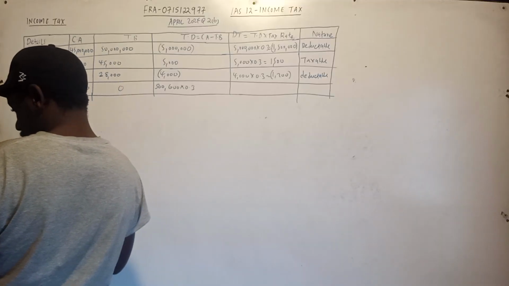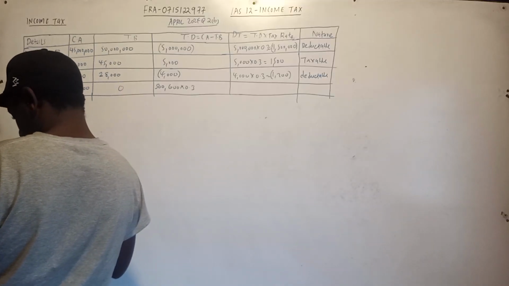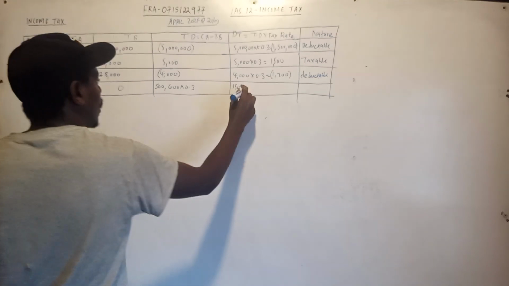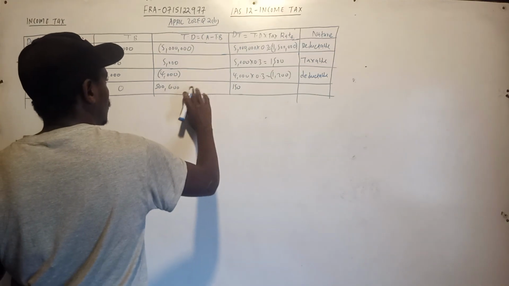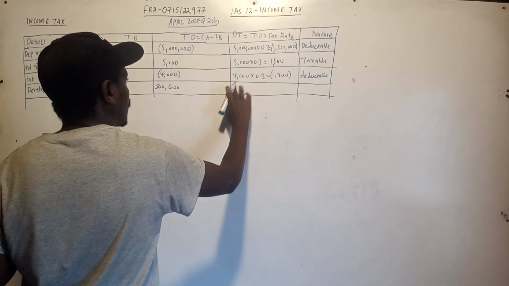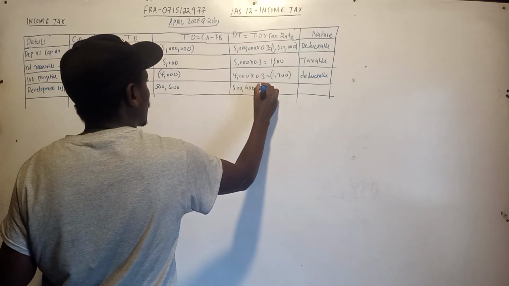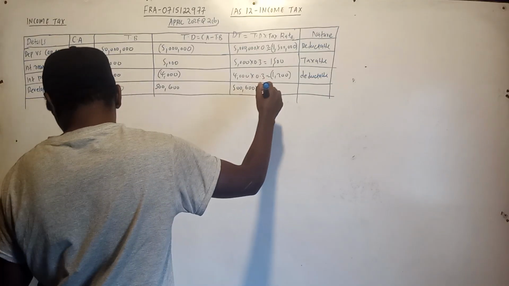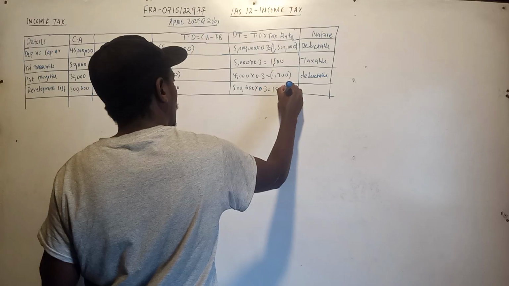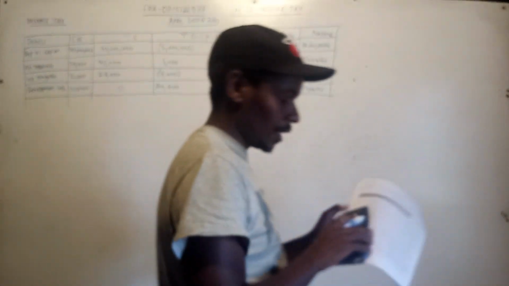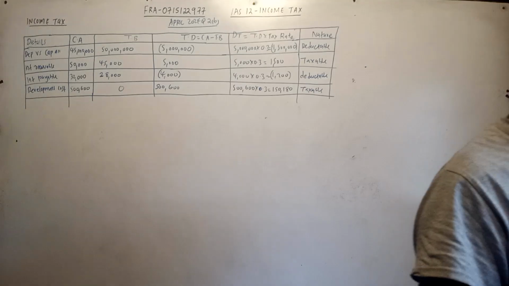So 5,600 times 0.3. This one is an asset. It's taxable. That one is taxable, it's positive.